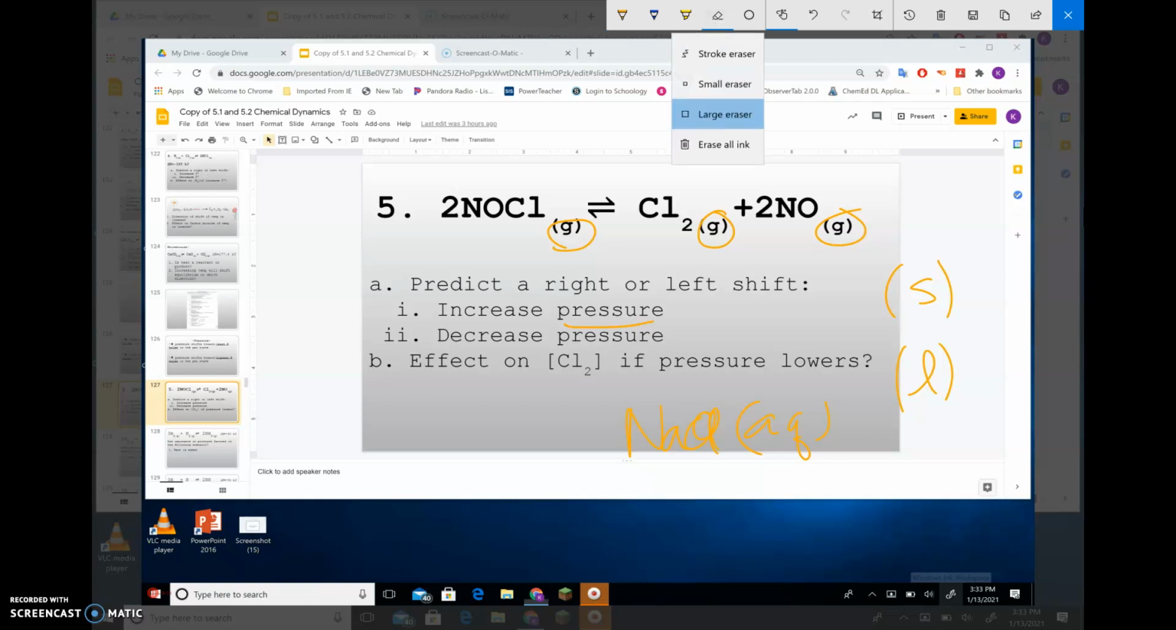Okay? So let's first figure out how many moles of gas we have. So right here, we have a gas, and moles are just represented by the coefficient.